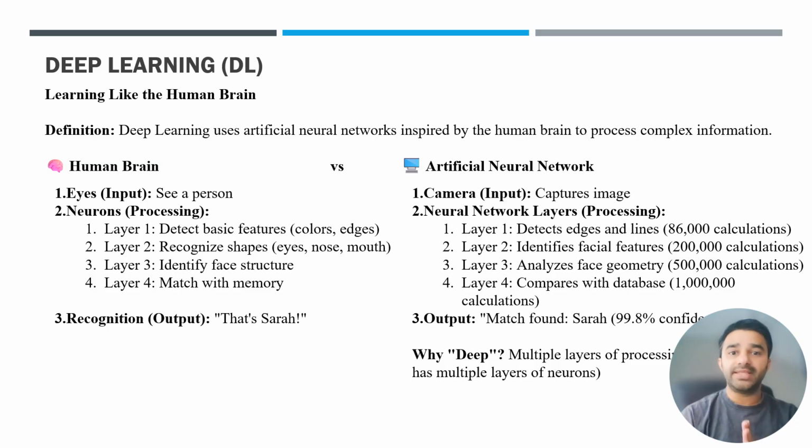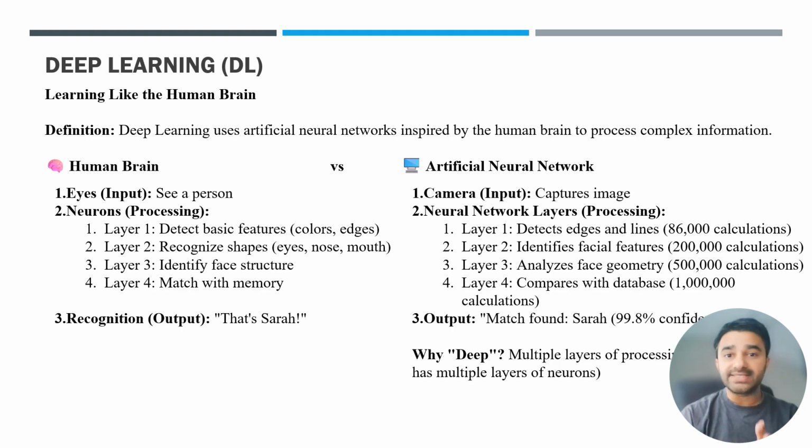Let me explain this in the simplest and most fun way. Think about how your brain recognizes your friend's face. Now imagine a computer learning to do the same thing. This is the magic of deep learning, and this example will make it super easy to understand. When you see your friend Sarah walking towards you, what happens in your brain?